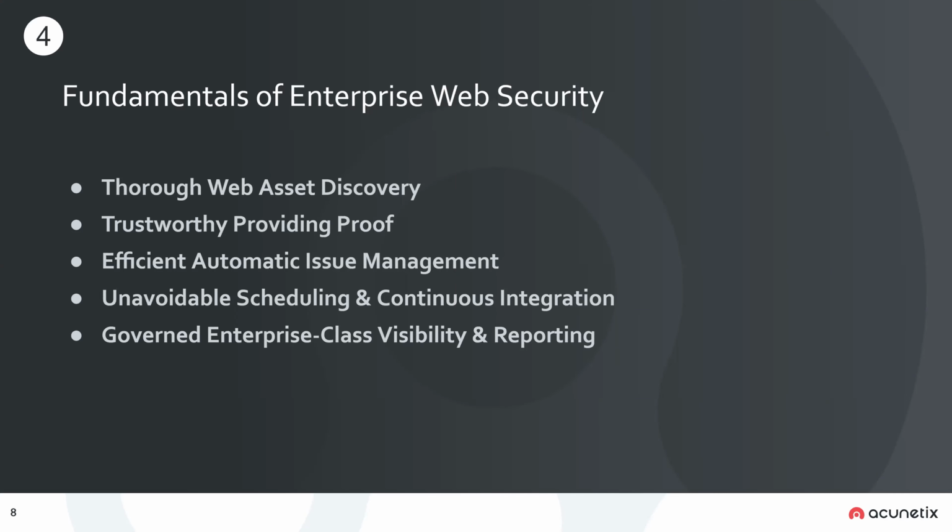Last point is having governed enterprise class visibility and reporting. This solution should be able to give you visibility and clarity on the status of your web security at the moment, and allow you to see the progress your team is making, because you need to improve the process you have in development. By using an enterprise grade solution, you will have insight on the progress of your team, and maybe if they need some training, that will help you improve their security and give them a secure development process or practice.